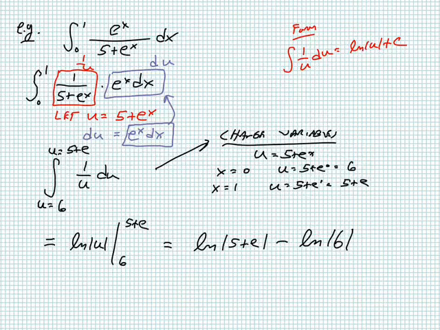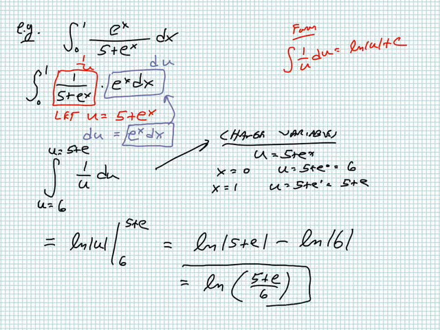Now this isn't simplified because, first of all, when I've got natural log of something plus or minus something, there's no rule. You have to leave it like that. However, if I've got the natural log of something minus the natural log of something else, then I can use the properties of natural log to simplify that. And so as my answer, I'm going to write this as the natural log of parenthesis, I'll tell you why I'm putting a parenthesis in a second, of 5 plus e all over 6. And so there's your final simplified answer.